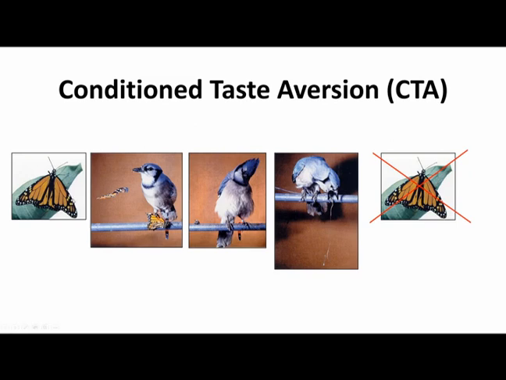And so here we have an example of conditioned taste aversion in a non-human animal species. Here we have a blue jay who decided that they were going to eat a monarch butterfly. But if you know anything about monarch butterflies, you know that they eat milkweed, and milkweed is specifically poisonous to most other creatures. So when this blue jay eats a monarch, it ends up getting sick later on, and as a result, they will never eat a monarch again in the future.